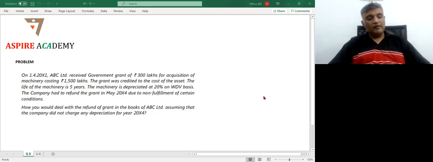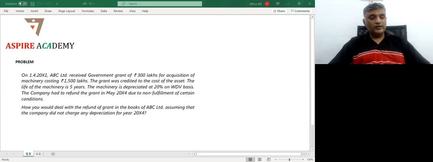How would you deal with the refund of the grant in the books of ABC Limited, assuming that the company did not charge any depreciation for the year X4? So the question is very clear. How would you deal with the refund of the grant in the books of ABC Limited? When you received the grant, it was shown as a deduction from the cost of the asset. So now we should add it back. That's all. But we should show the computation. What will be the value of the asset on which the future depreciation is to be provided from X4 onwards?